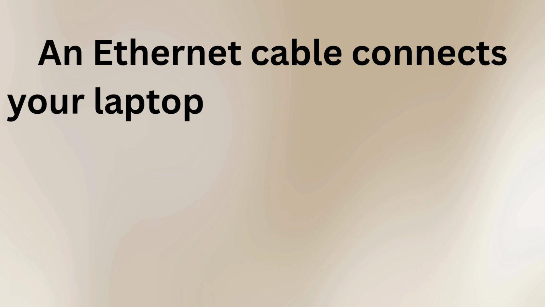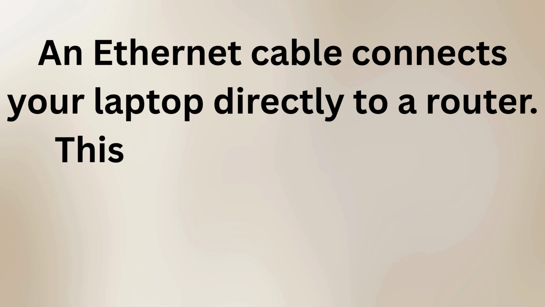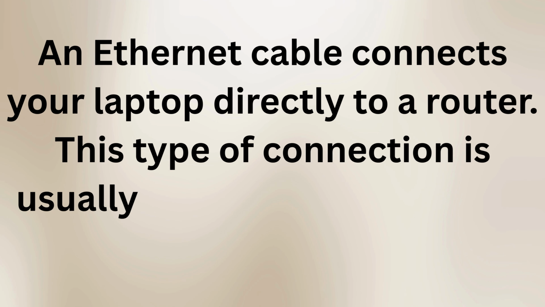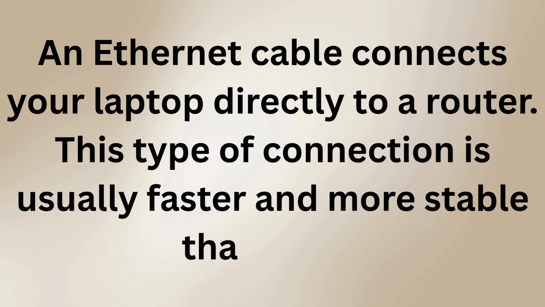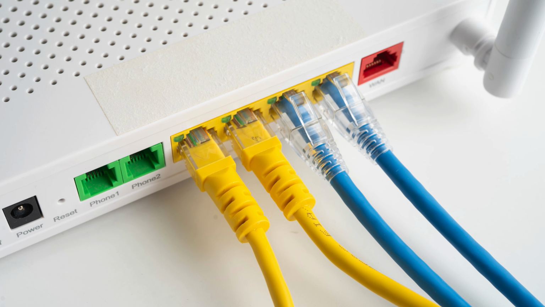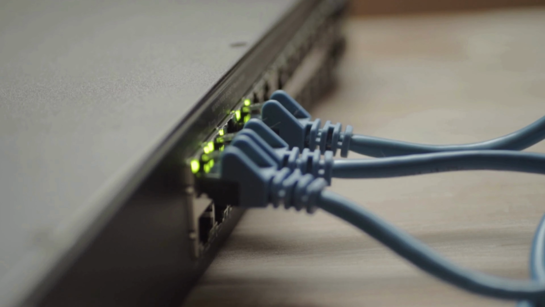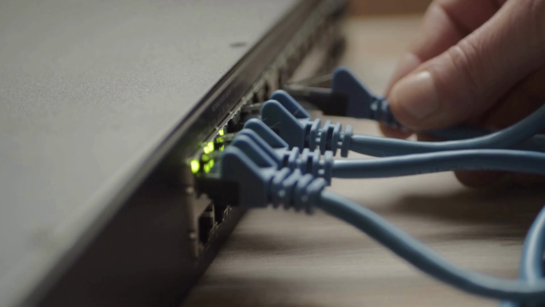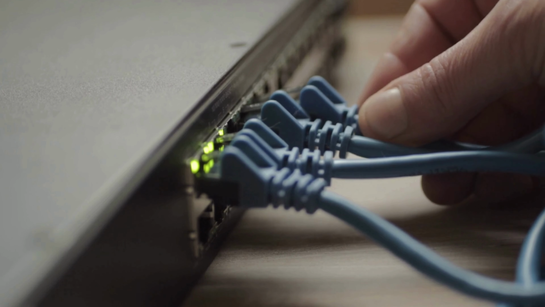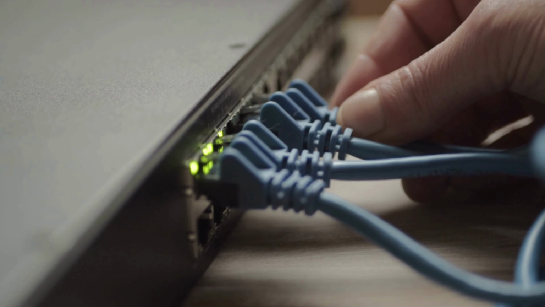Then the last one is for Ethernet cable. Those ones are connected directly to your router or your laptop. This type of connection is usually faster and even more stable than Wi-Fi. Okay. So now, for internet cable, we find it mostly in banks. You can find it in big organizations. But for you, who are just at home, you don't need an internet cable.